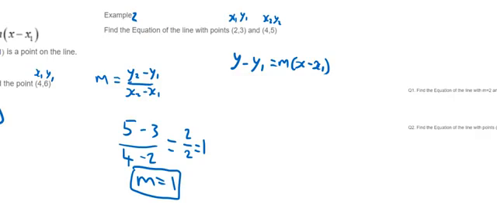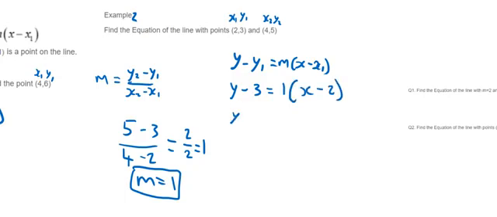I'm going to sub all of that into the equation of a line formula. You can pick either of the points here. You could pick 2, 3 or you could pick 4, 5, but I'm going to pick 2, 3 because I have those labelled x1, y1 already. So y minus 3 equals 1, because m is 1 I've worked out, multiplied by x minus 2.